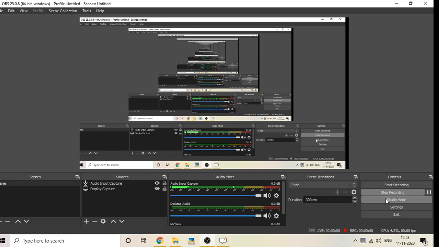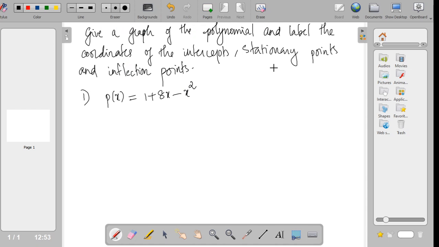Good morning all. So in today's class we will see a few more problems on sketching. So the first question is p of x equal to 1 plus 8x minus x square. So first we will find the intercepts. We will find the x-intercepts first. So for x-intercept, 1 plus 8x minus x square is equal to 0.